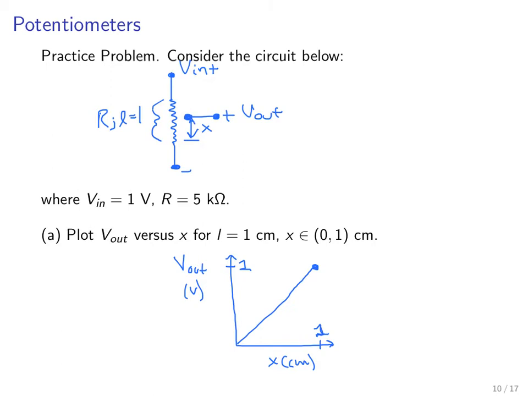So here's the solution. We have Vout here on the y-axis, x is on the x-axis, and it's just going to be a straight line, right? It's going to go from 0 to 1 in x and 0 to 1 in Vout, using the previous translational potentiometer equation that we showed on a few slides ago.